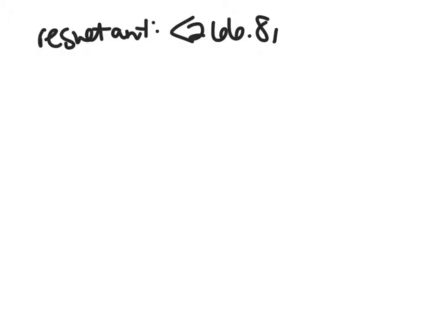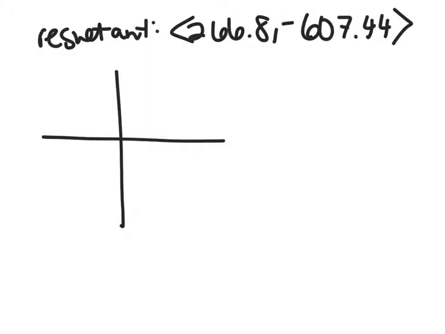So my resultant vector was 266.8 comma negative 607.44. That's my result, and that's how the plane is actually going. So if I want to find the magnitude and the direction, we're going to have to figure out where these are. This is positive comma negative, which means I'm going down in this quadrant, positive comma negative.